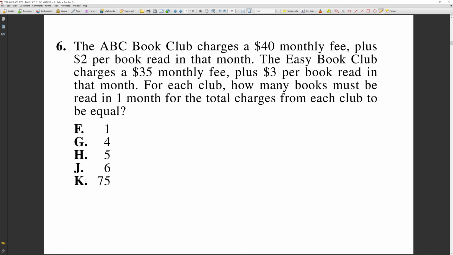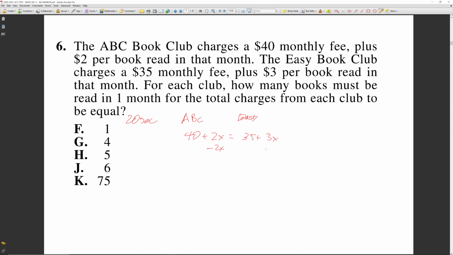So what you need to do with this one is you need to set up an equation. So that means you need your fixed amount. Let's start with ABC first. In reality, this is a 20-second problem. So what you do is you set up ABC on one side, which is the book club. The initial cost is $40 plus $2 times every book read that month. Then for Easy, it's an initial cost of $35 plus $3 per book. And once you set up the equation, you just solve for x.